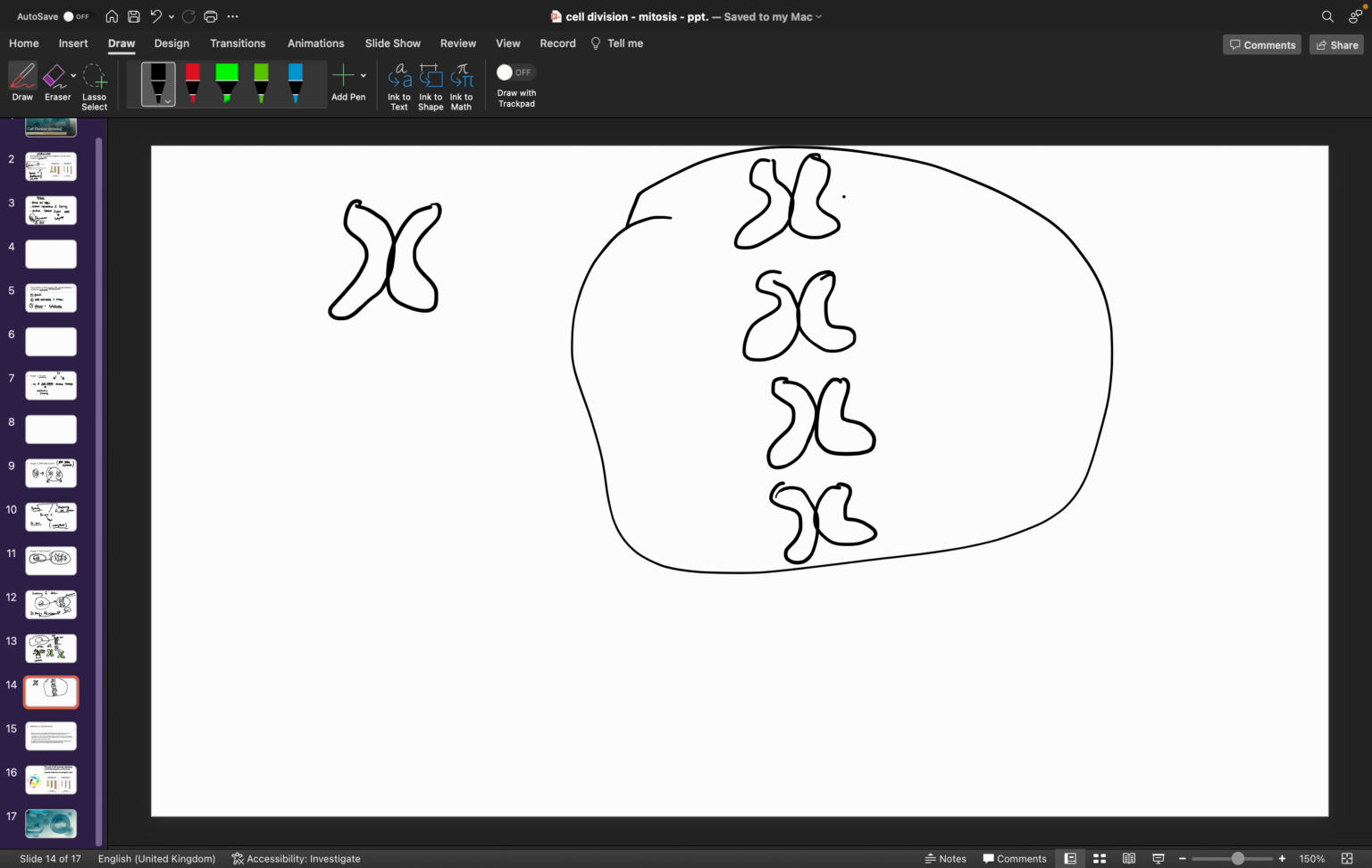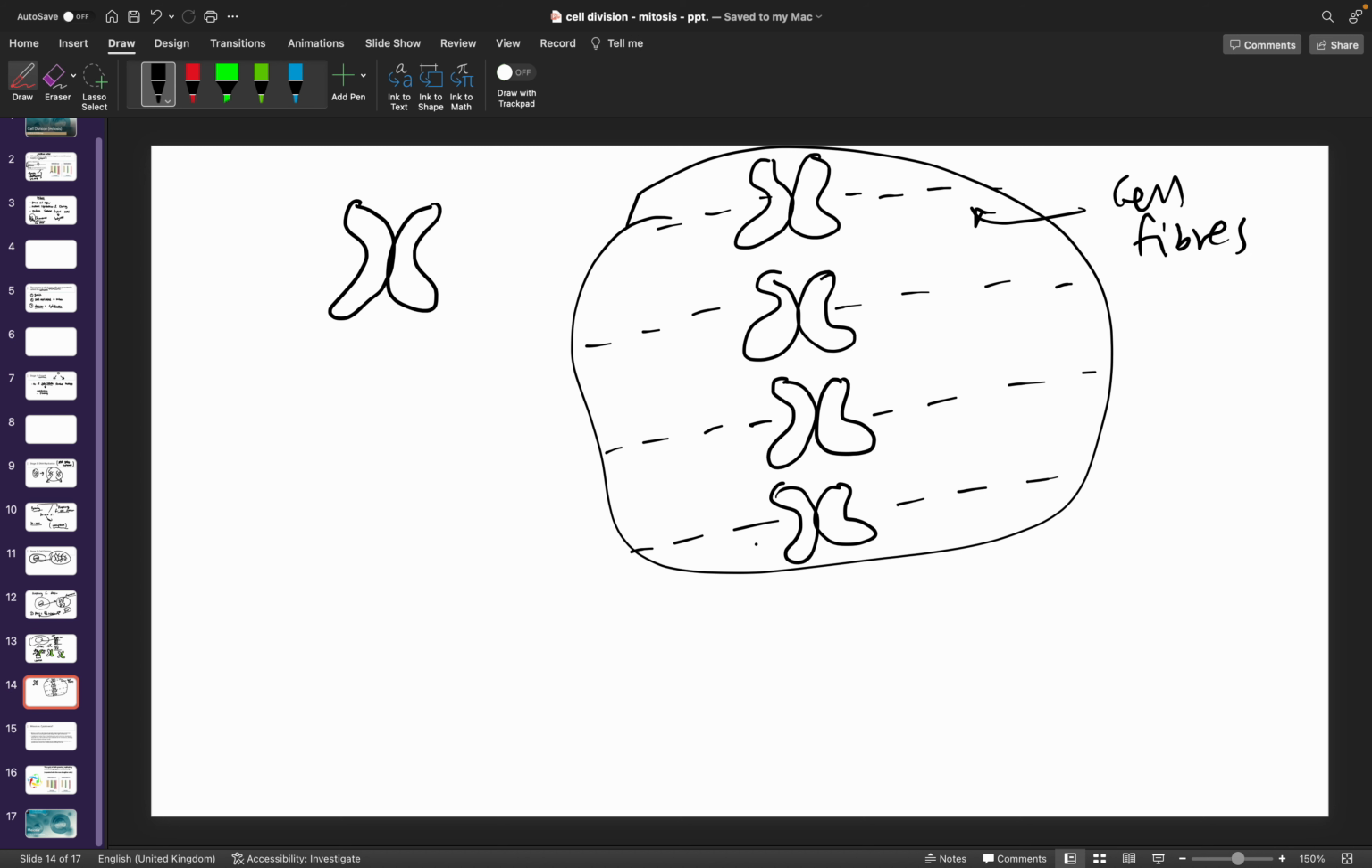And we have these things called cell fibers. I'll draw them with dashes. What these cell fibers do is pull each side of the chromosome to their respective sides. The fibers from each side attach to their respective half of the chromosome. Each side of the cell is called a pole, kind of like the north and south pole in magnets, right?